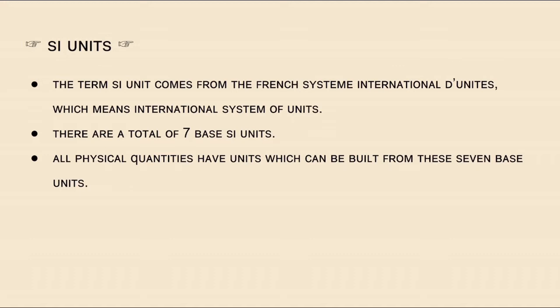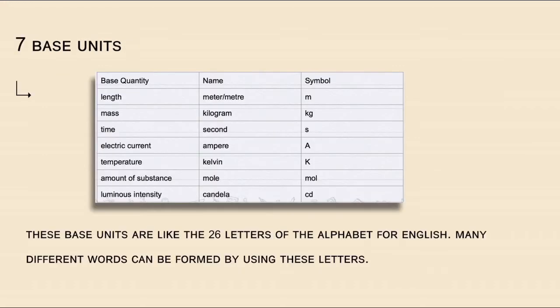For a better understanding, look at the table on the next slide. The table you see here is called the 7 base units, and it tells you the name and symbol you use when measuring a certain base quantity. For example, if you were to measure the length of a curtain, you would need to use the unit meters, also known as m. In order to measure the mass of an object, you will need to use the unit kilograms, or kg, and to measure time, you will need to use the unit second, or s, and so on. These base units are like the 26 letters of the alphabet for English. Many different words can be formed by using these letters.